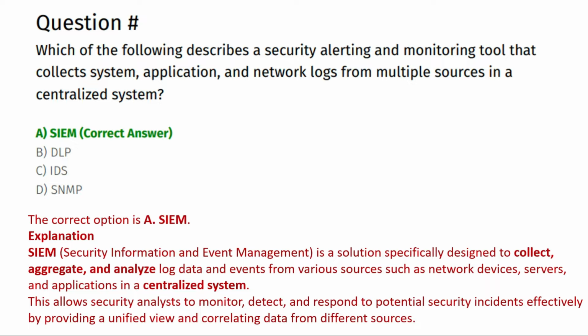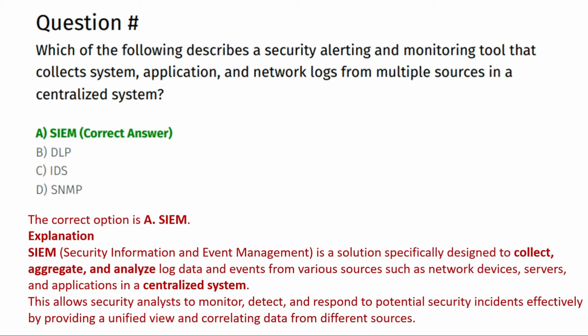The next question is, which of the following describes a security alerting and monitoring tool that collects system, application, and network logs from multiple sources in a centralized system? Option A, SIEM. Option B, DLP. Option C, IDS. And option D, SNMP. And the correct answer for this question is option A, SIEM, Security Information and Event Management. So let's check the explanation.